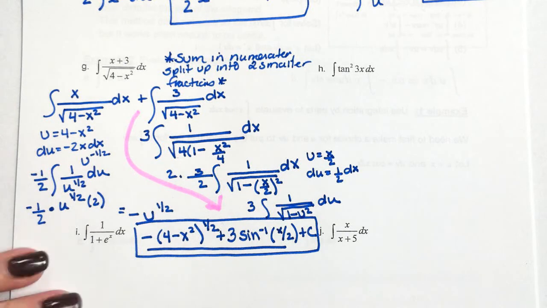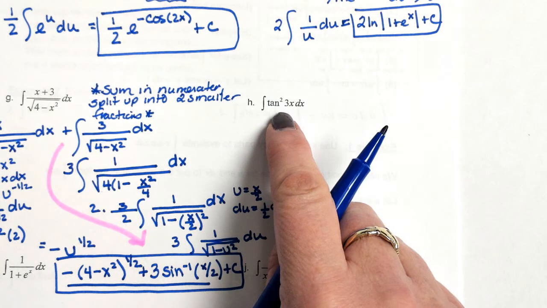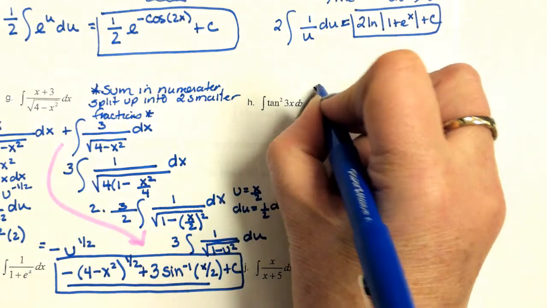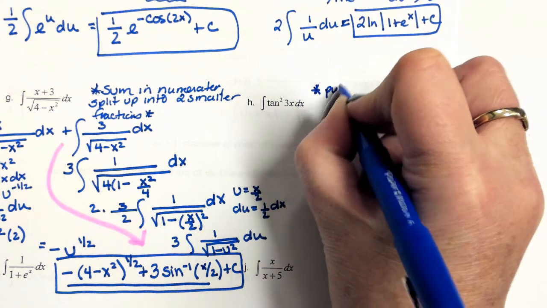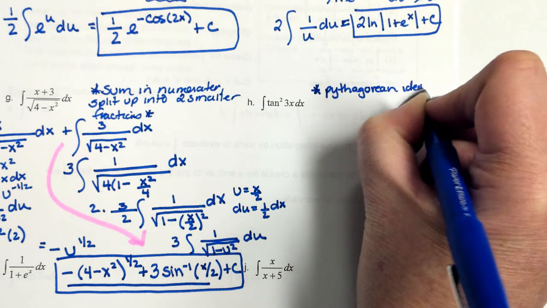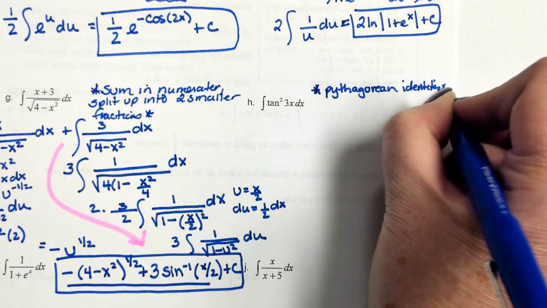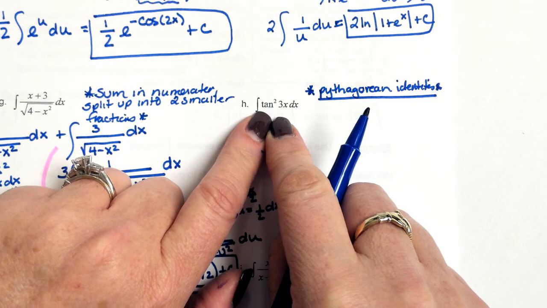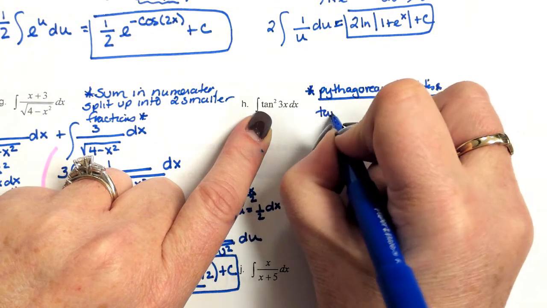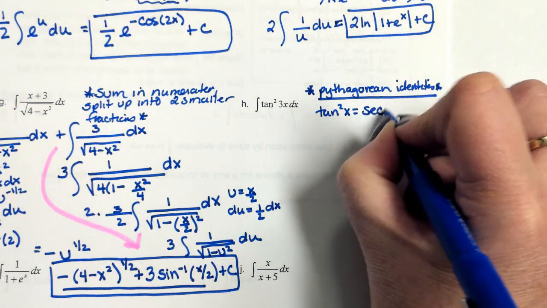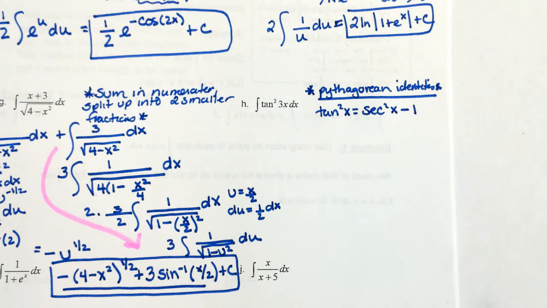Now, if you take a look at h, we have tangent squared of 3x. There is no integral rule for tangent squared. However, this is where you need to also be on the lookout for your Pythagorean identities from pre-calc. There is a Pythagorean identity relationship for tangent squared. Remember, tangent squared is equal to secant squared x minus 1.